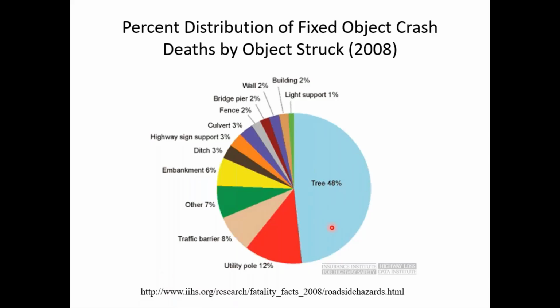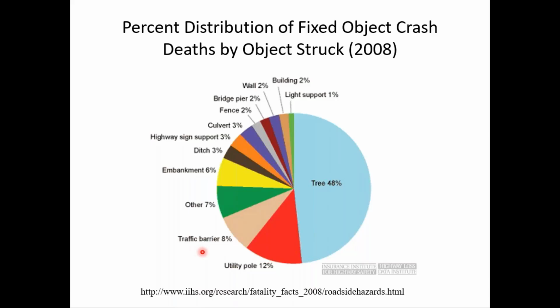We talked about how trees are the most frequently struck fixed object, almost half of the fatalities. The second most frequently struck fixed object, and again, this is nationally, is utility poles at about 12%. But notice the third most frequently struck fixed object along roadways is the traffic barriers, the guardrails and other barriers that we install to shield hazards.